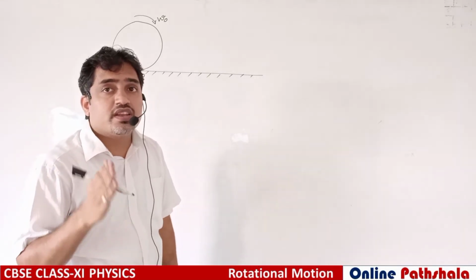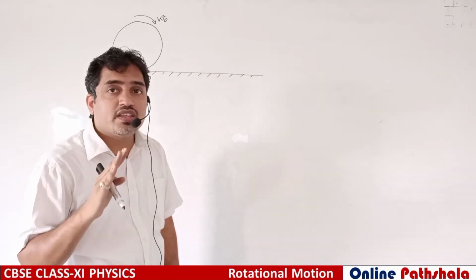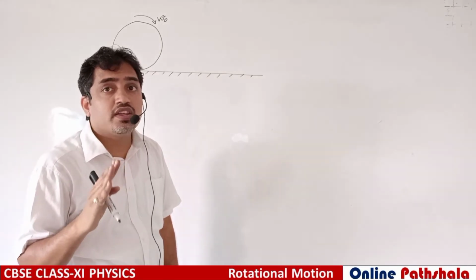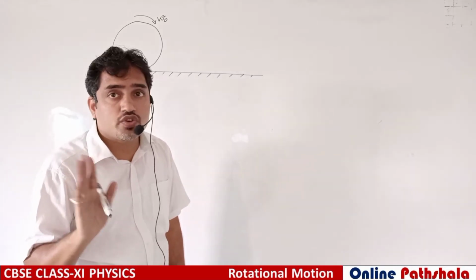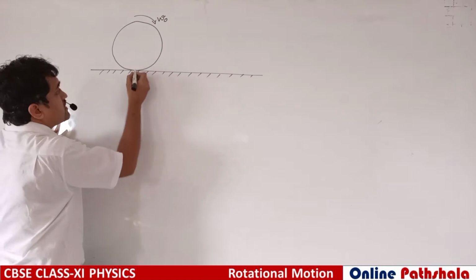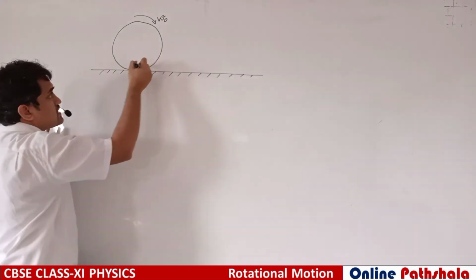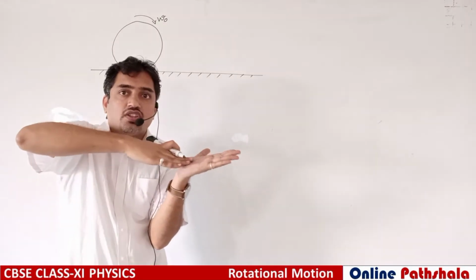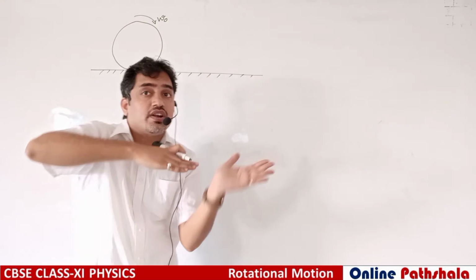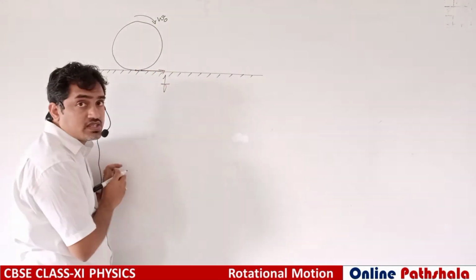It is very compulsory to have friction between the surface and the rotating body for rolling. Friction should be there. Since this surface of the body is moving in the backward direction, friction will be in the forward direction. So the friction will be in the forward direction in this case.